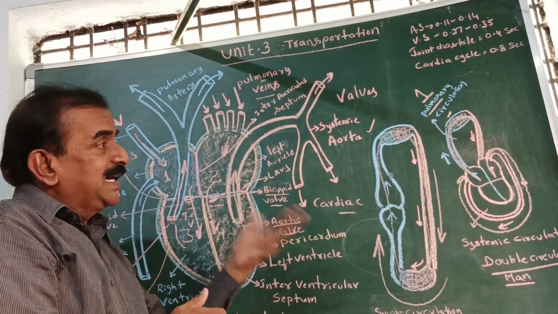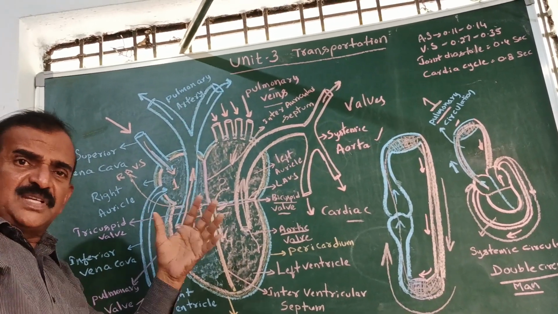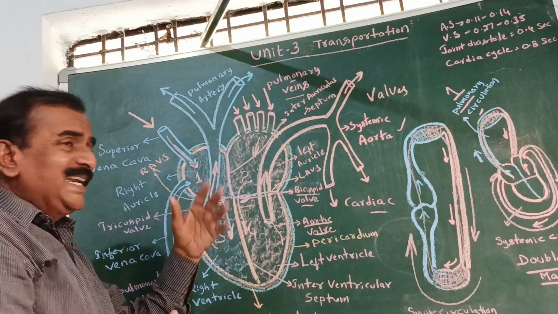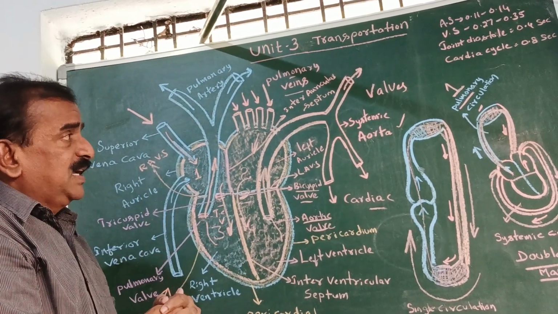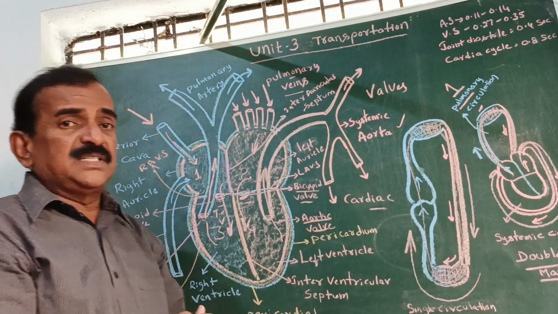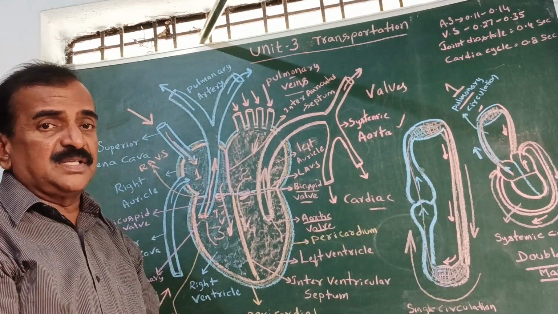That is the clear information regarding the external features, internal structure and general features of the mammalian heart. We also discussed single circuit circulation in fishes and double circuit circulation in mammals.